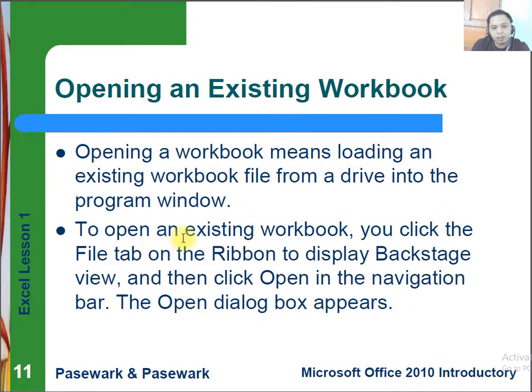Okay, to open an existing workbook, you click the file tab on the ribbon to display backstage view, and then click open in the navigation bar. Then the open dialog box appears. Ayan, so ganun po yung pag-open ng isang existing workbook. Or you can just simply punta ka dun sa file folder, or kung nakasave sa flash drive. Okay, i-click mo yung flash drive, hanapin yung file mo doon, then double click, and mag-o-open na siya. Okay, mag-o-open na po siya sa Excel.